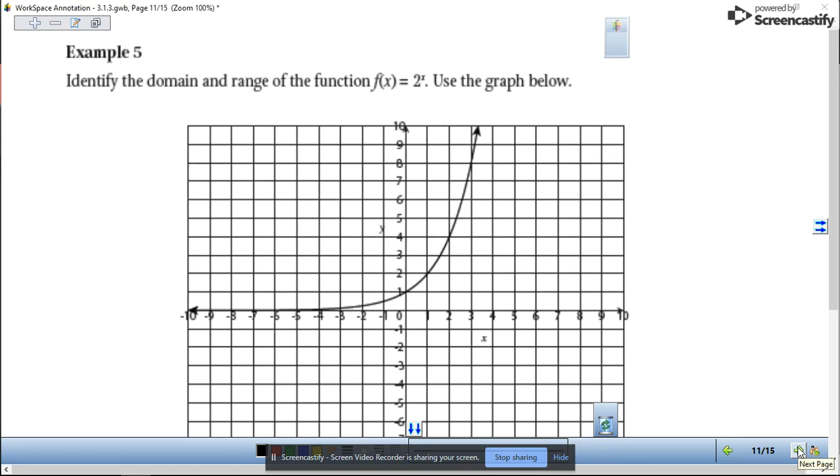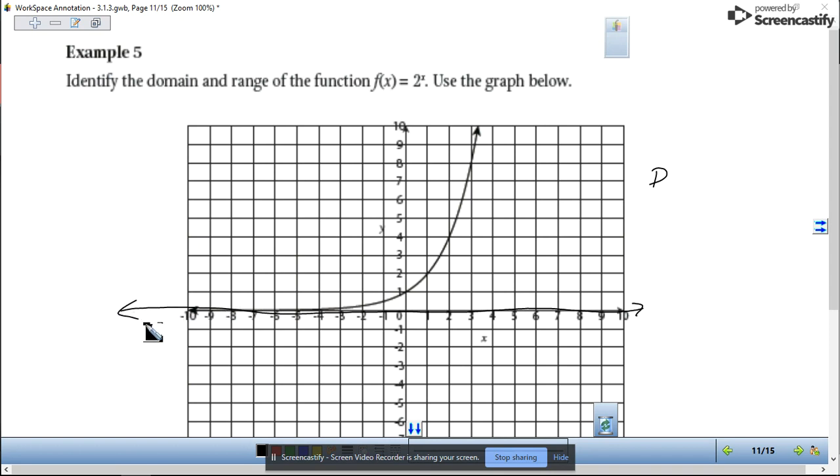And we want to identify the domain and range given a function with no context. There's no word problem to be associated with this. So when I look at this, when I talk about the domain, I am talking about the x values. I'm talking about everything moving in this direction, left and right.